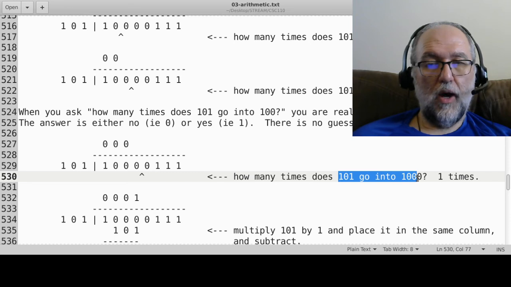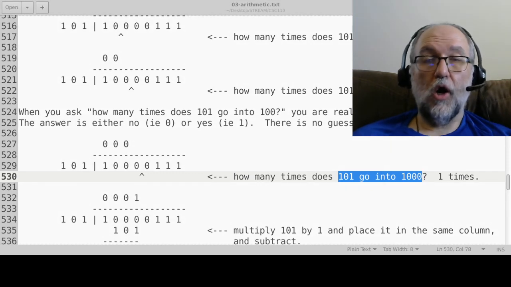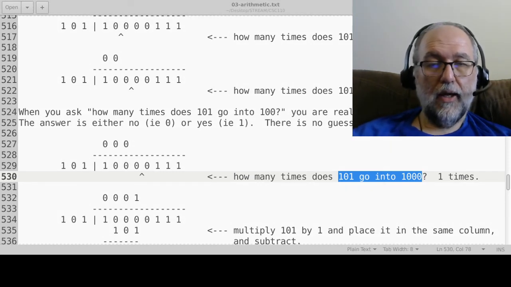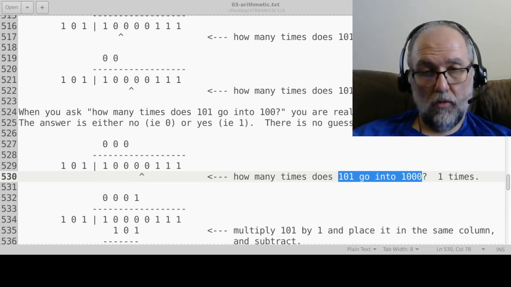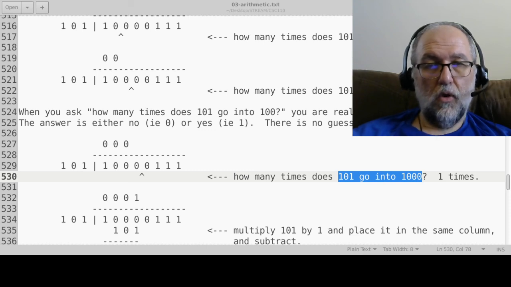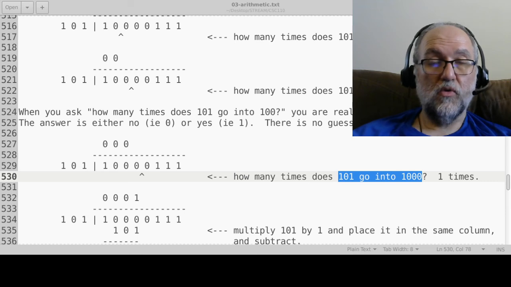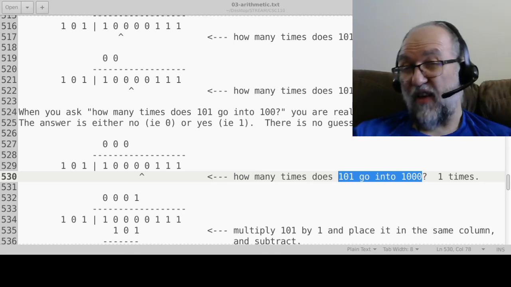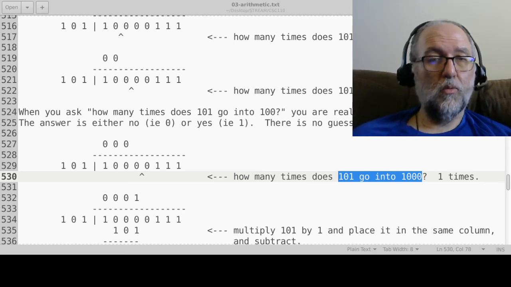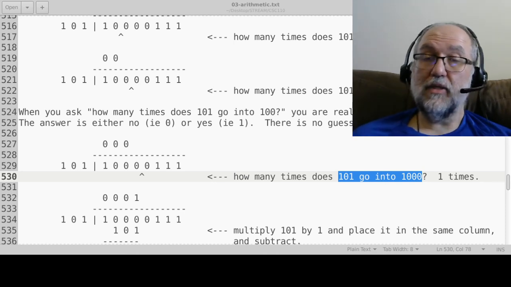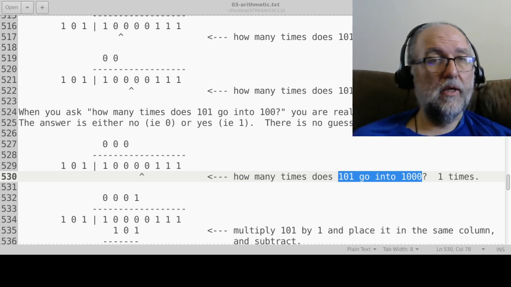How many times does 101 go into 1000? And the answer is once. Why? Because 101 is now smaller than 1000. So 101, because it's smaller than 1000, goes in 1 time. In decimal, how many times does 5 go into 8? Once. Is 5 smaller than 8? Yes. So it goes in once. That's it. There's only 2 possibilities. Either it goes in or it doesn't. So it goes in.